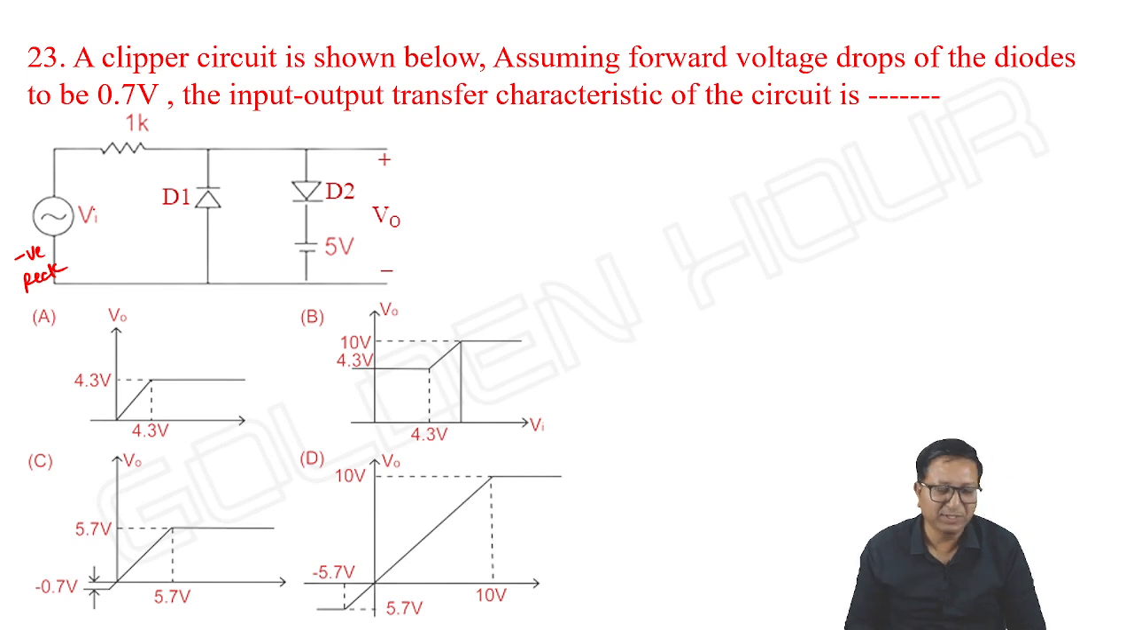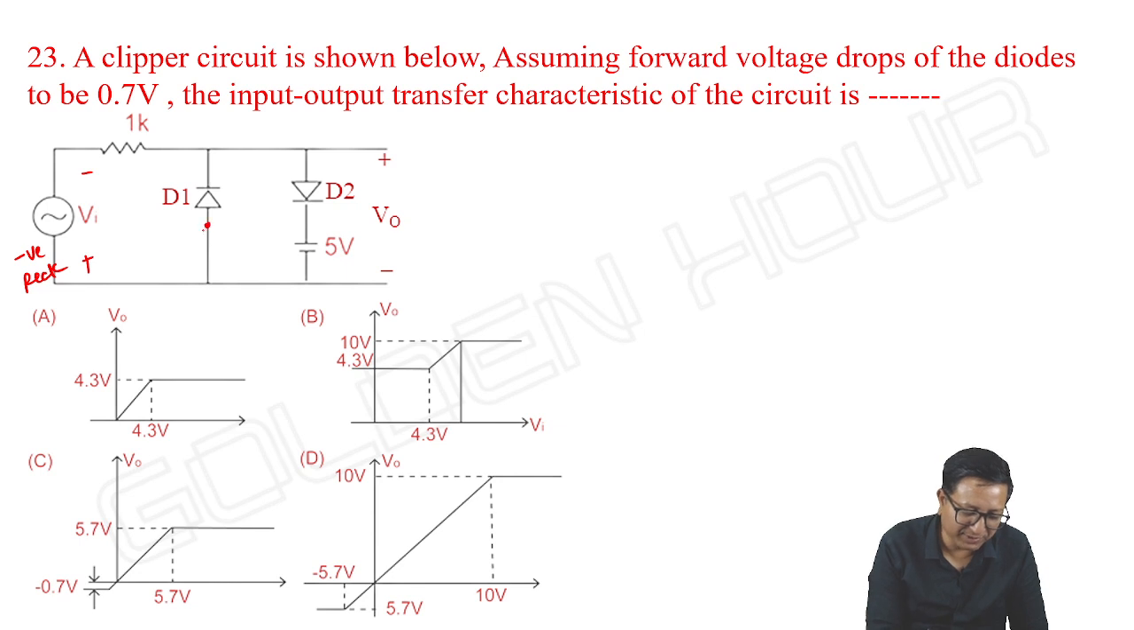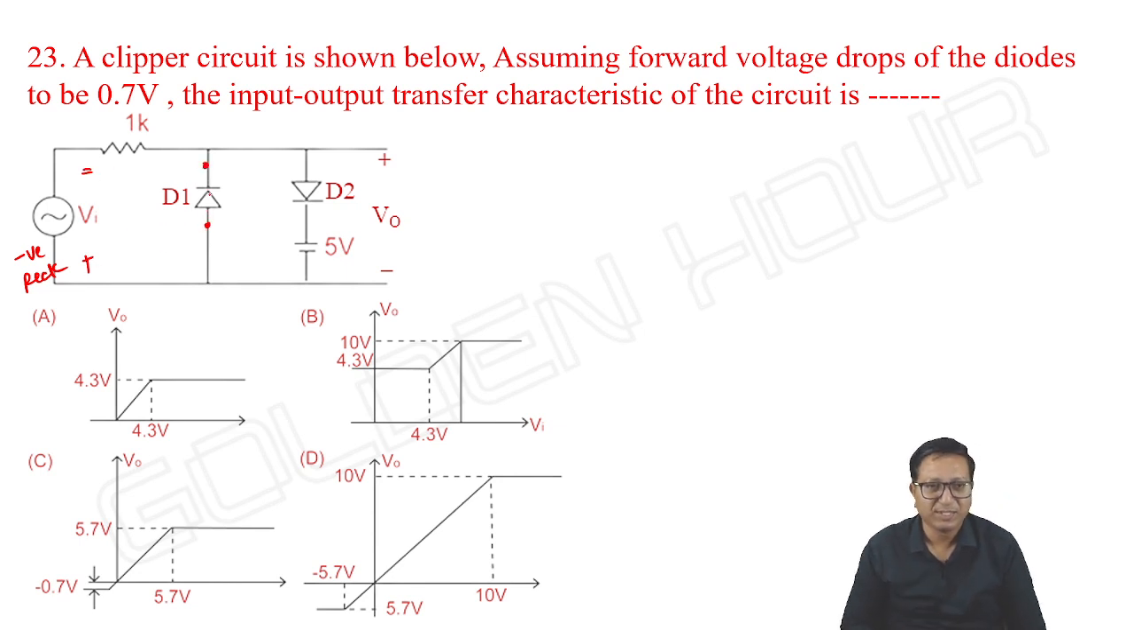Let us assume it has a negative peak in such a way that the diode is under forward bias condition. For D1, the anode is going to the positive terminal and the cathode is going to the negative terminal, so the diode is forward biased. Ideally it is a short circuit; practically it maintains 0.7 volts from anode to cathode.